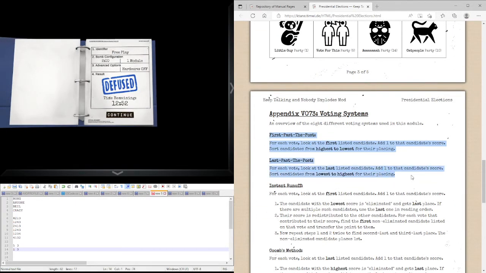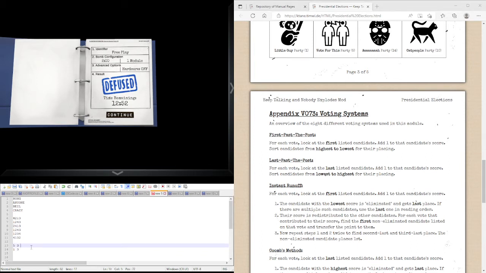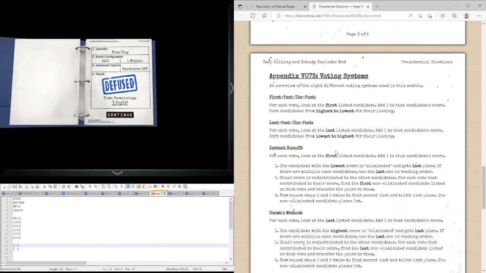First and last past the post are very similar. For each vote, look at the first or last. These candidates add 1 to their score, and then sort candidates from highest to lowest to get their placing. That means it's very similar to approval voting, but for every single vote only the first one counts. And then for last past the post, you should only look at the one at the end, and then sort from lowest to highest. So these are basically identical, just with opposite scoring systems.